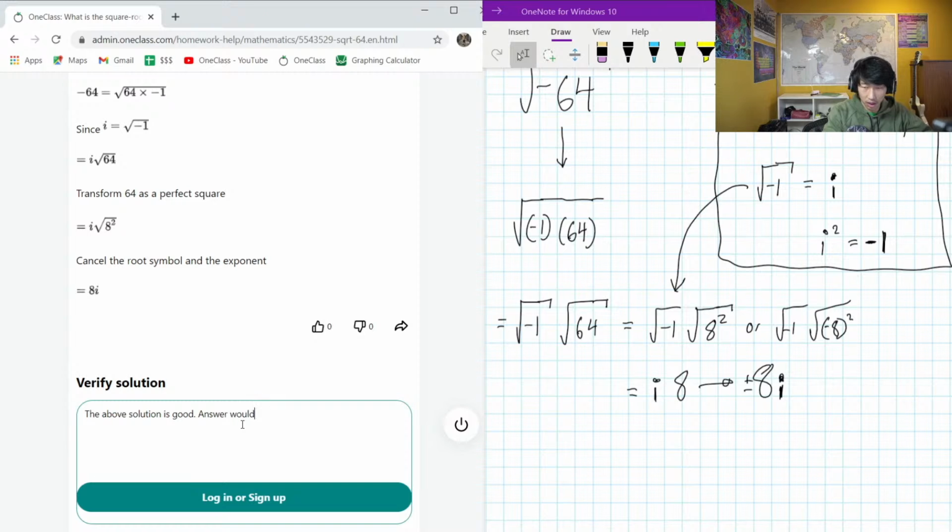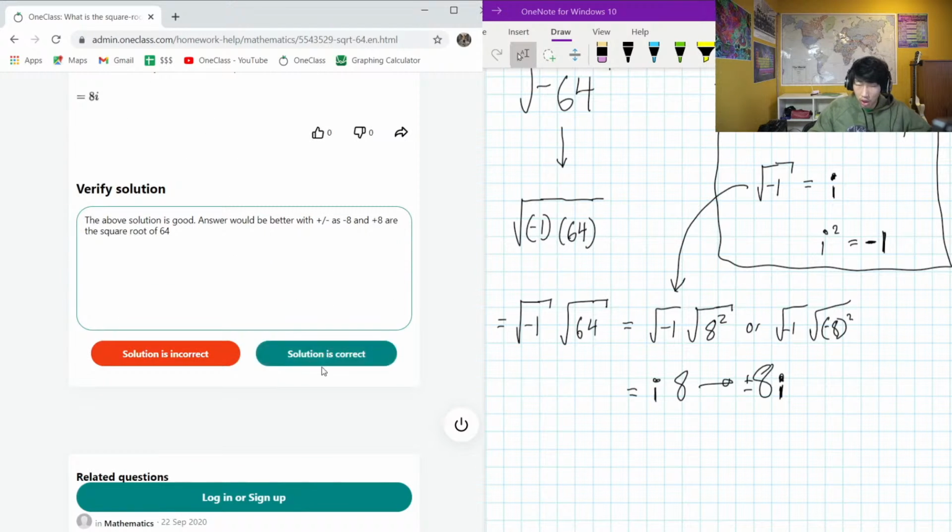The answer would be better with plus minus, as -8 and +8 are the square roots of 64. Cool.